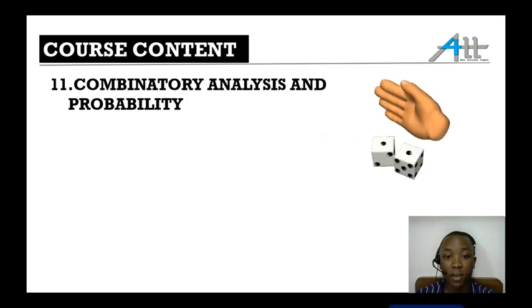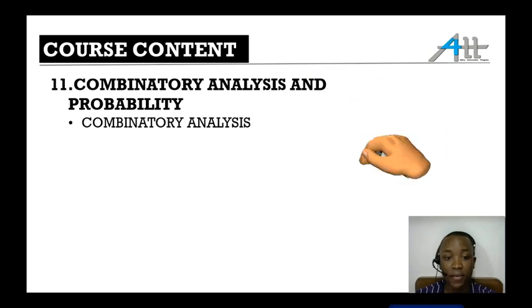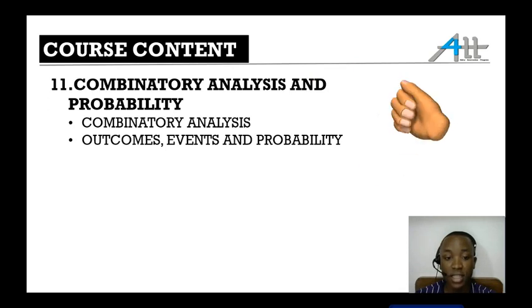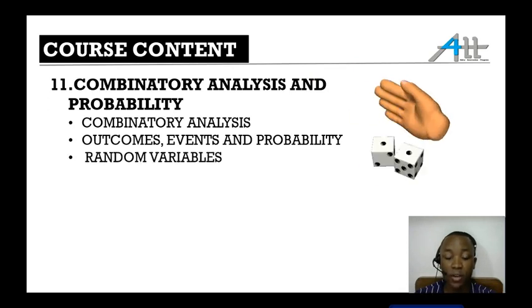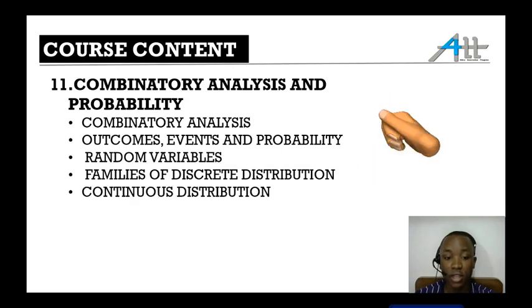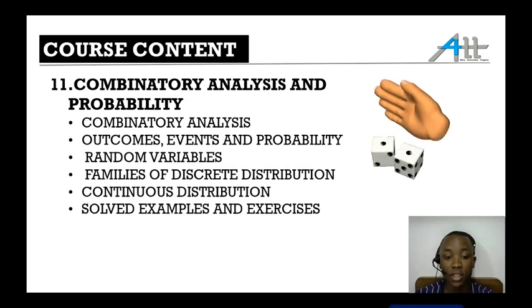Chapter 12 will study combinatory analysis and probability, where we'll have combinatory analysis, outcomes, events and probability, random variables, families of discrete distribution, continuous distribution, solved examples and exercises.